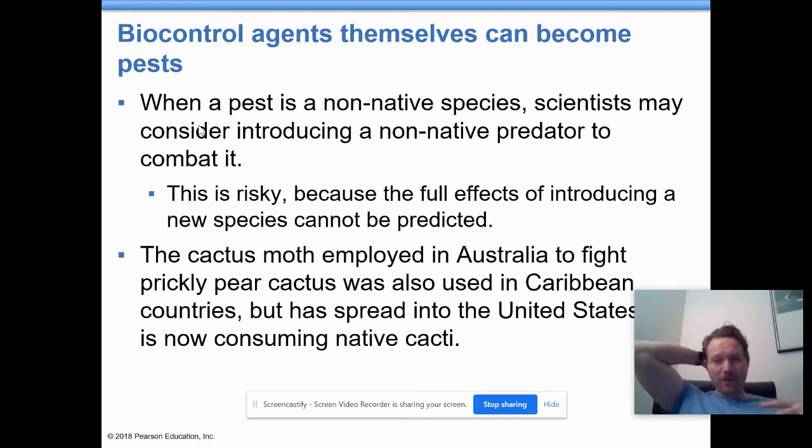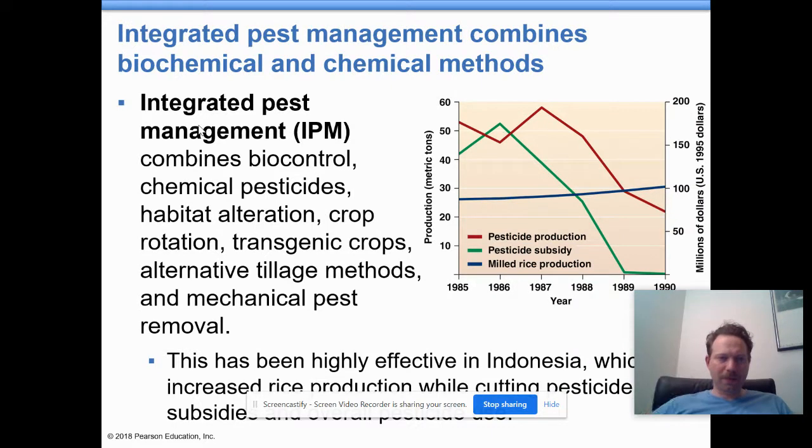We have classic examples of this with the cane toad in Australia, which was a type of toad that was growing in Hawaii, and was brought over to eat the grubs that were eating crops. And they didn't eventually eat the grubs, but they ate everything else, and they multiplied very quickly in this new environment. So they themselves became a problem. Also, cactus moths were employed in Australia to fight prickly pear cactus, but it eventually spread to the United States. As we said, prickly pear is now in the Southwest.